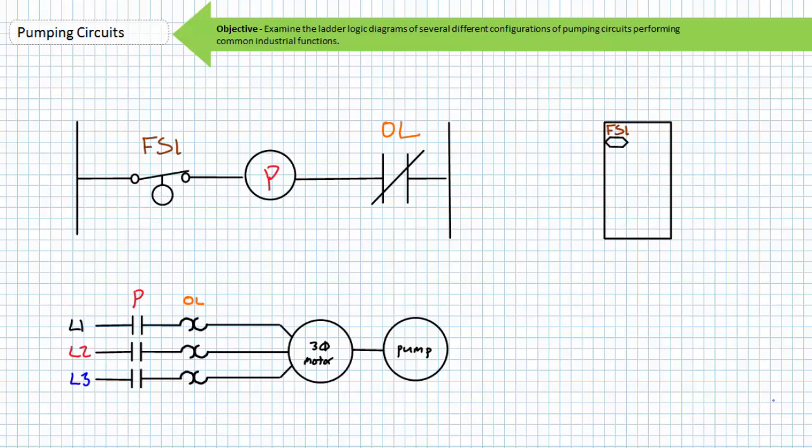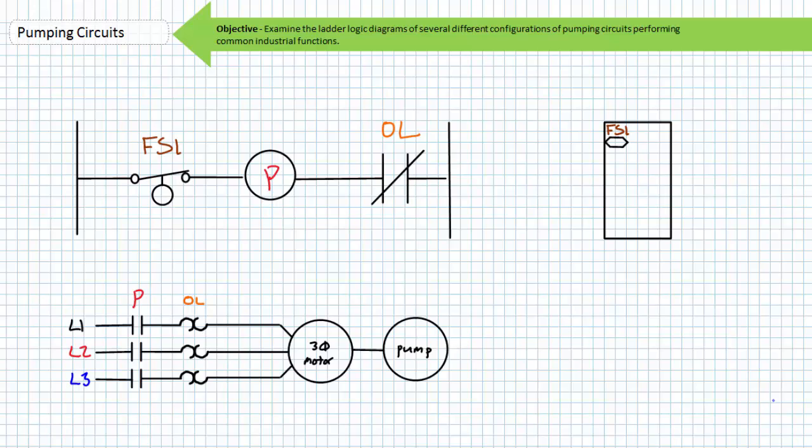Consider subtle modification of this circuit and how the modification affects its behavior. This example illustrates the ladder logic diagram behind a motor-driven pump designed to fill a tank to a certain level. The ladder logic diagram is extremely simple. The first and only rung is a series connection of a normally closed float switch, the P contactor coil, and the normally closed overload contact.